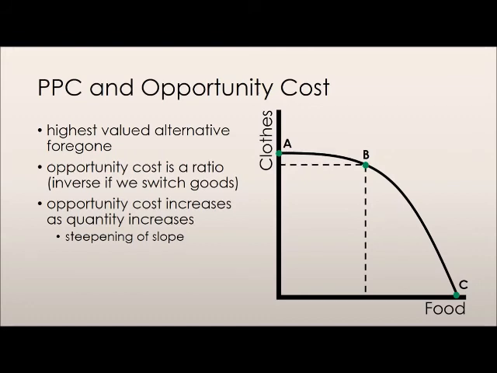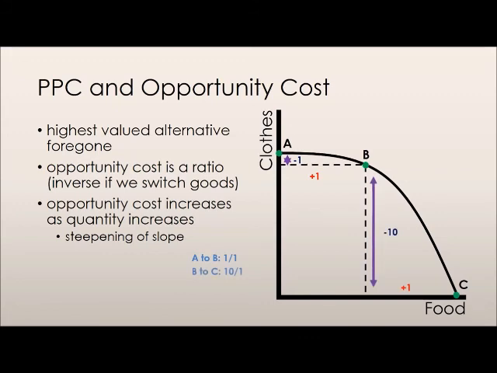Now to clear up any confusion, let's take a look at a concrete example. Let's say we start at point A and want to move to point B. Now we are producing one additional unit of food and one less unit of clothing. The opportunity cost, as we defined before, is the decrease in the quantity produced of one good divided by the increase in the quantity produced of the other good. So this would be equal to 1 over 1. The opportunity cost of producing 1 unit of food as we move from point A to point B is 1 unit of clothing.